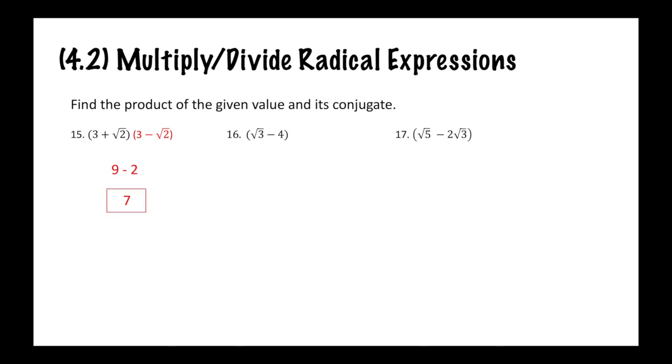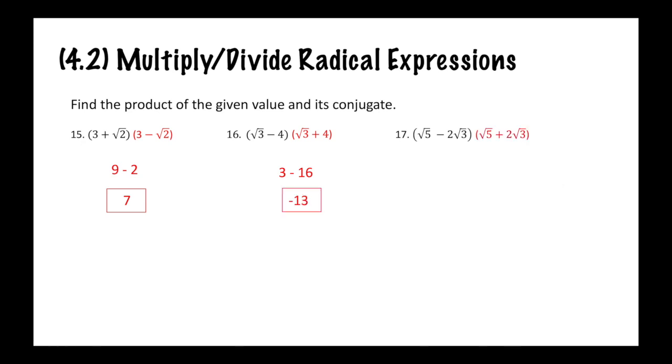So for 16, we'll do the same thing. Instead of root 3 minus 4, it's going to be root 3 plus 4. Now as I go to multiply these out, I can do root 3 times root 3 to give me root 9, which is then going to turn into a 3. I can skip this outer part and this inner part because I already know they're going to cancel. Then I'll do negative 4 times 4, which gives me negative 16. So here I'm looking at 3 minus 16, which when I combine is going to give me negative 13.